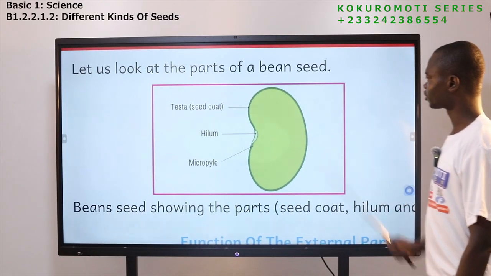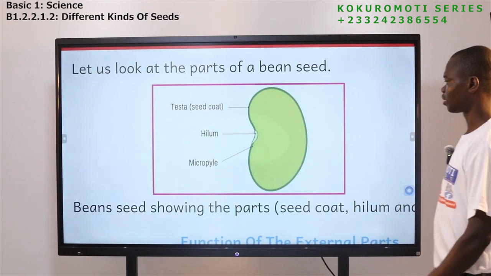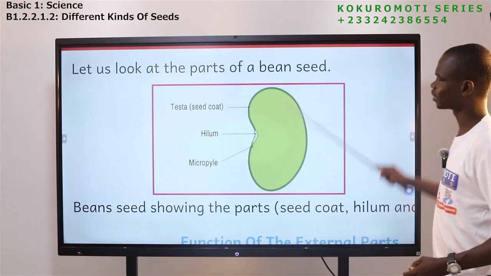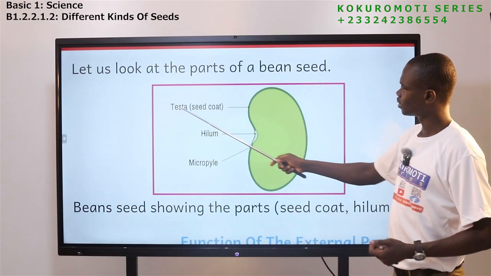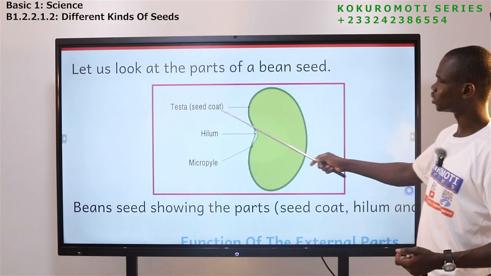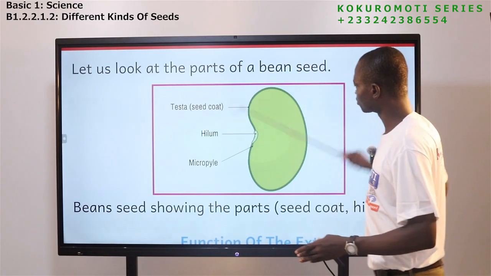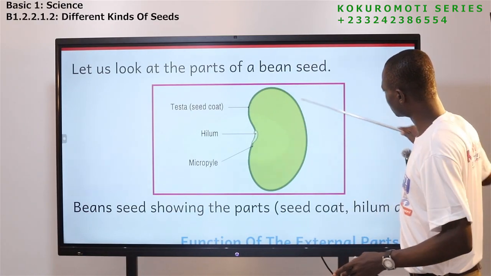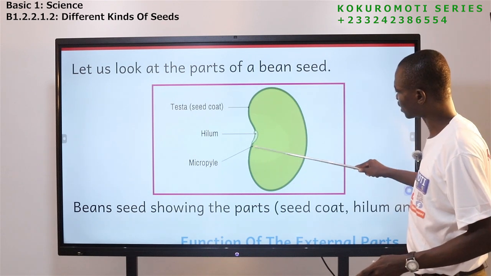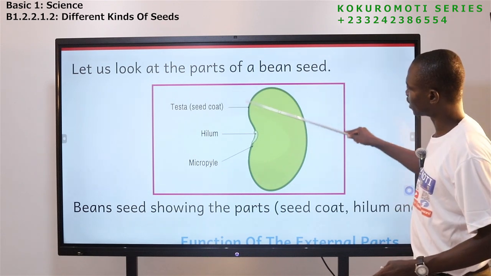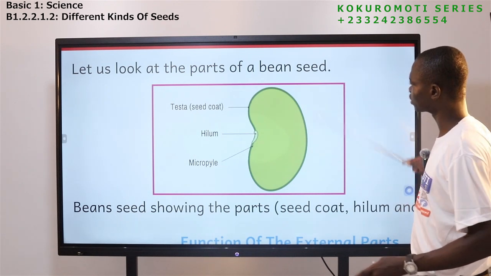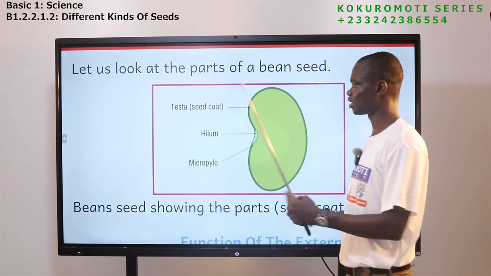This is a bean seed. Look at it. This is the tester, which is the seed coat. The seed coat is the covering, the one that covers it. If you look at it, you see the side here, the covering. This is the seed coat. So it covers the seed.